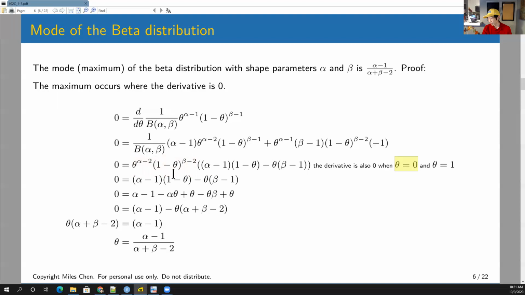So theta equals 0 is a solution to this, and theta equals 1 is a solution to this, because these would become 0. Assuming that theta is not 0 or 1, these are going to be some kind of value here, and I can divide both sides by that. We're going to get 0 equal to just this portion of the product. Thank you. Okay, so that's the mode of the beta distribution. This will come in handy in a later slide here.